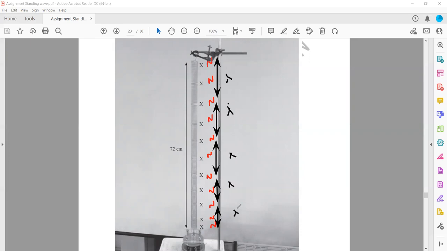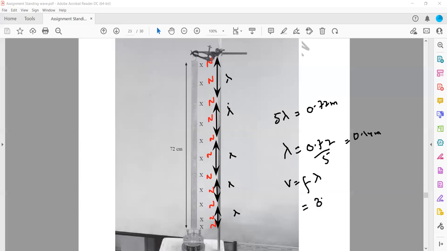And the length of 5 wavelengths is how much? 72 centimeters, but it should be in meters, so 0.72 meters. So wavelength equals 0.72 divided by 5, which is about 0.14 meter. And then we need the speed. Speed is frequency multiplied by wavelength. The frequency was given in the question, and the wavelength is 0.14. When we multiply, we get the speed, which is about 4.8 meters per second. Is it clear?